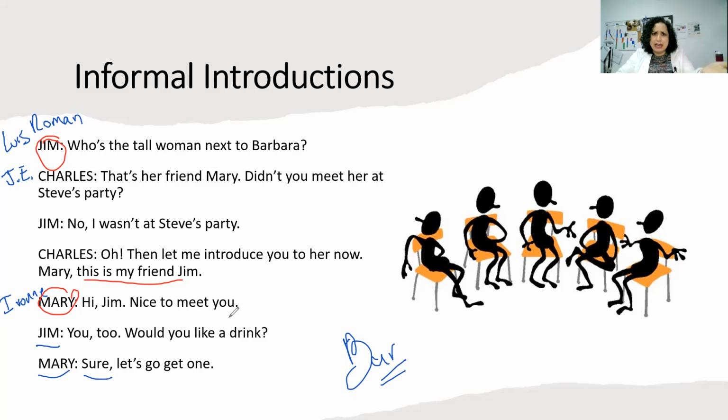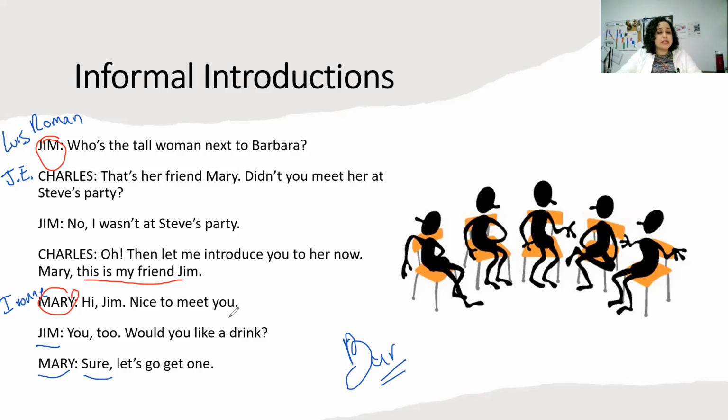Hey, Mary, this is Jim. So he's trying to push, Charles is trying to push Jim to Mary. But Mary accepted. So something is gonna happen. I'm just saying. Okay. So here's the roles.